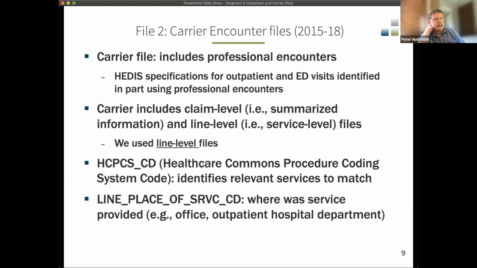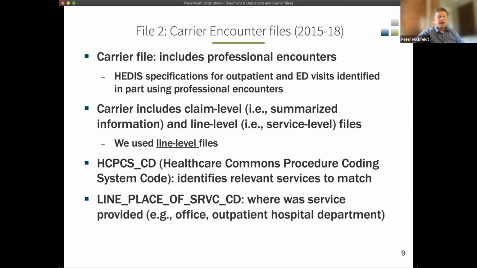And then the second field that we used was the place of service code. This indicates where a given service was provided. So was it in an office or an outpatient hospital department or emergency department?